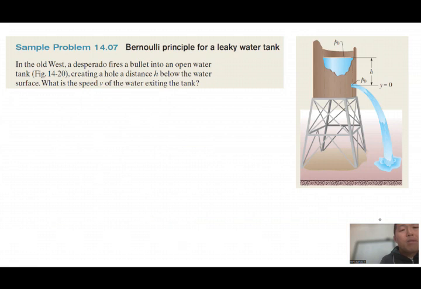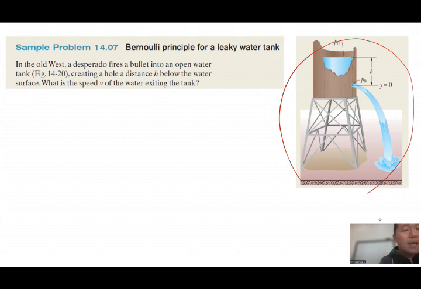Sample problem 14.07, Bernoulli principle for a leaking water tank. In the Old West, a bullet is fired into an open water tank, as you can see in this figure. It creates a hole a distance h below the water surface. Then what is the speed v of the water exiting the tank?